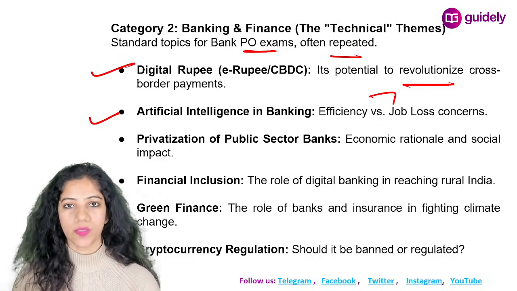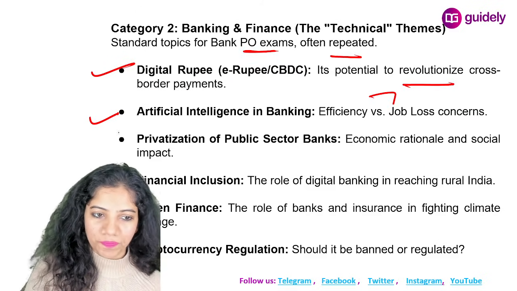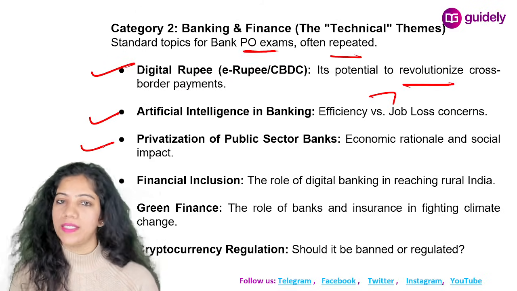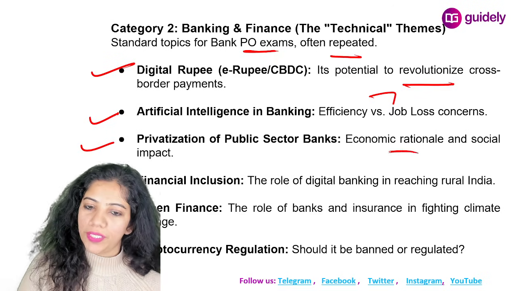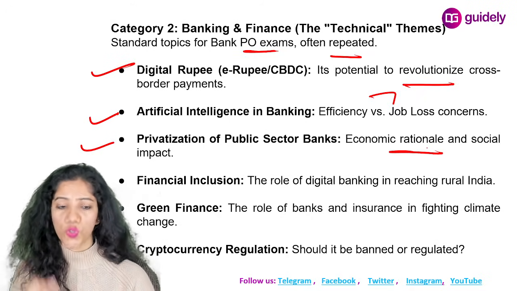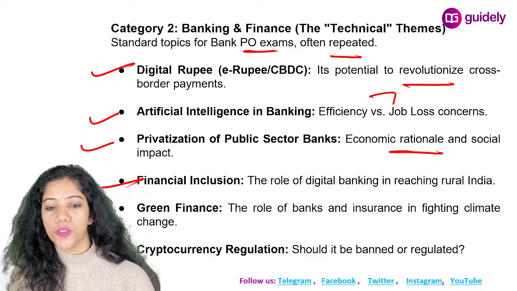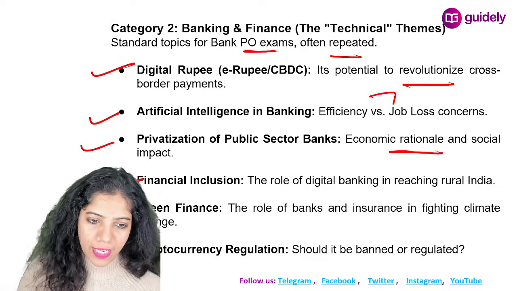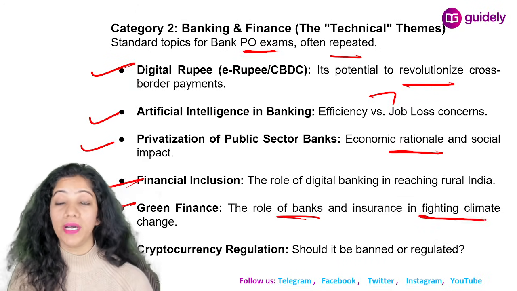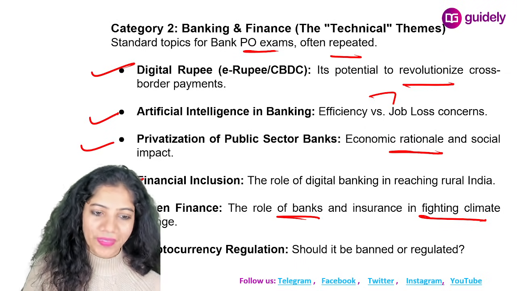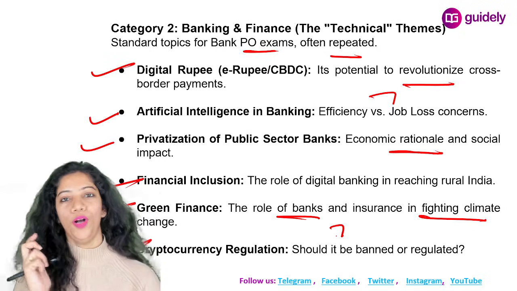If the task will be automated, then manpower को तो बहुत बड़ा loss हो जाएगा. Privatization of public sector banks. I really think we all are aware of this topic. Economic, rational, and social impact. Financial inclusion, the role of digital banking in reaching rural areas. Green finance, the role of banks and insurance in fighting climate change. Cryptocurrency regulation, should it be banned or regulated?